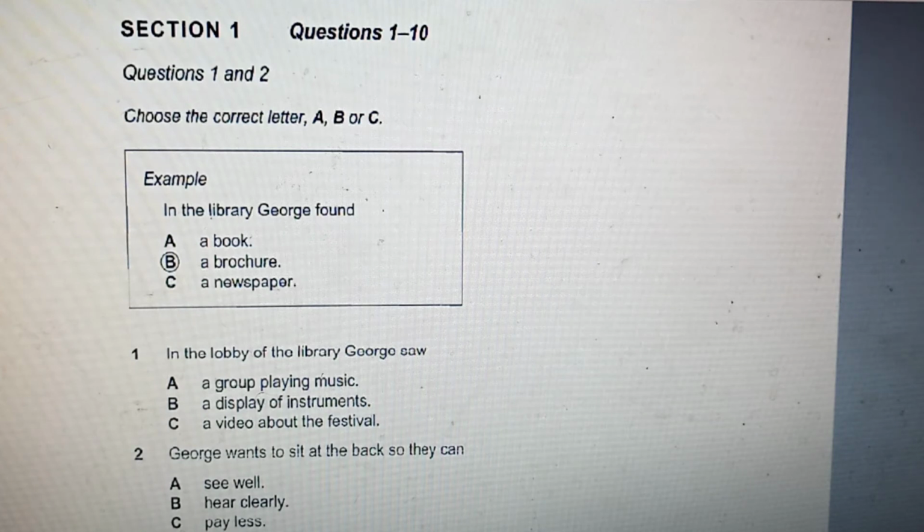So George said that they had a video with all the highlights of the festival at the stand in the lobby of the library. So you are looking for lobby, right? Lobby came after the answer. He already mentioned the answer, that they had a video with all the highlights of the festival at the stand in the lobby of the library. So if you are only looking for lobby and now you hear lobby, then if you didn't listen well, you would have missed the fact that he said that they had a video, which makes option C the answer.